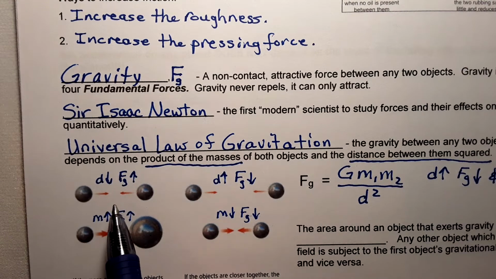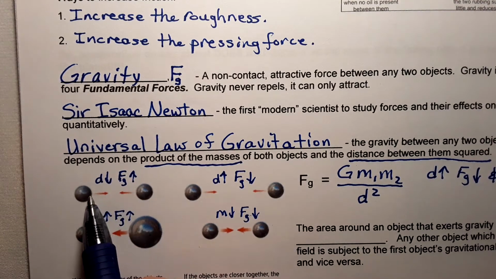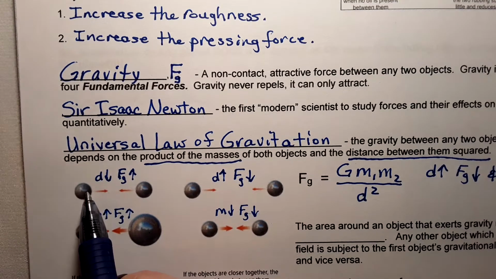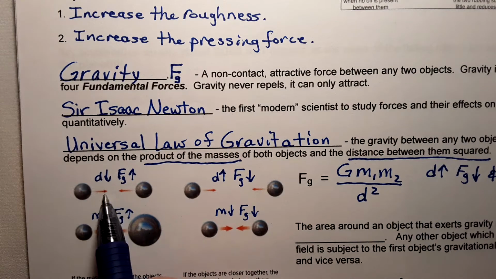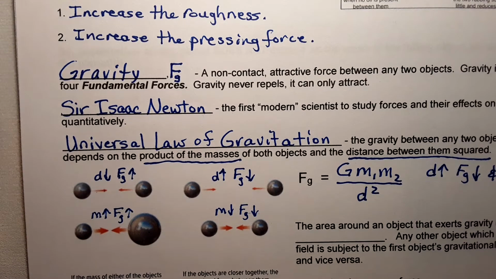Okay? Now, it also stands to reason, notice the arrows. Notice that here, the arrow that acts on this one from that one is the same size as the one that acts on this one from that one. The two arrows are the same size. That's because the gravity each exerts on the other is exactly the same.